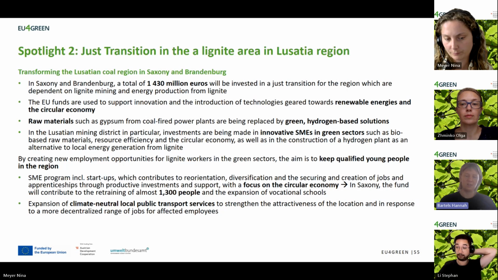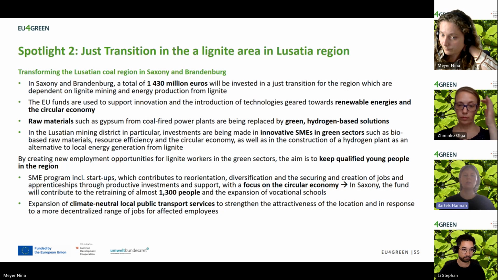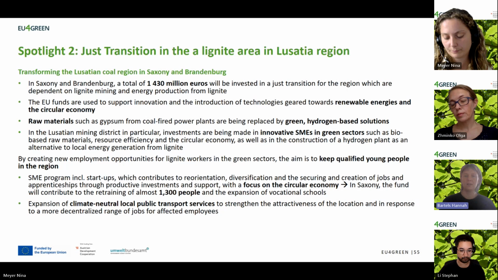So we also see that just transition is a very multi-dimensional concept. It's not only about keeping the jobs for those who work in the lignite sector by transforming them so they are fit for working in the green sector, but also, for example, looking at transport options and allowing people to stay within their home regions, even if new job opportunities might not be around the corner, by allowing them to rely on public transport services in order to enable them to move their workplace location.